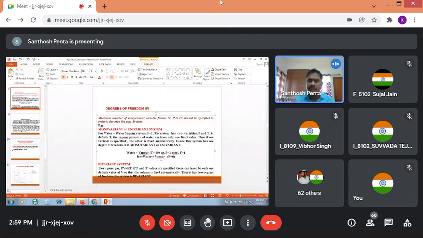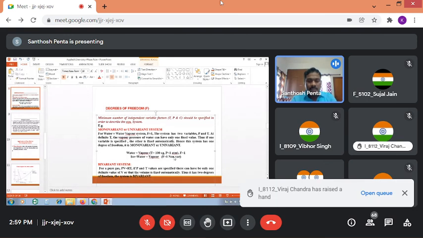You are not required to specify also that the temperature is this much, pressure is this much. That is by default understood. Water is existing in equilibrium with all the three phases. That means by default temperature is 0 degrees centigrade, pressure is 4.58 mm of Hg. Hence that system is non-variant. F is equal to 0, non-variant.